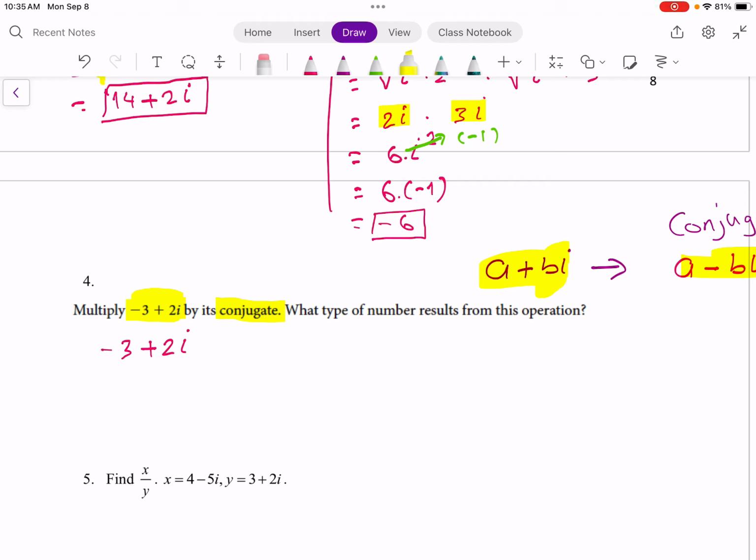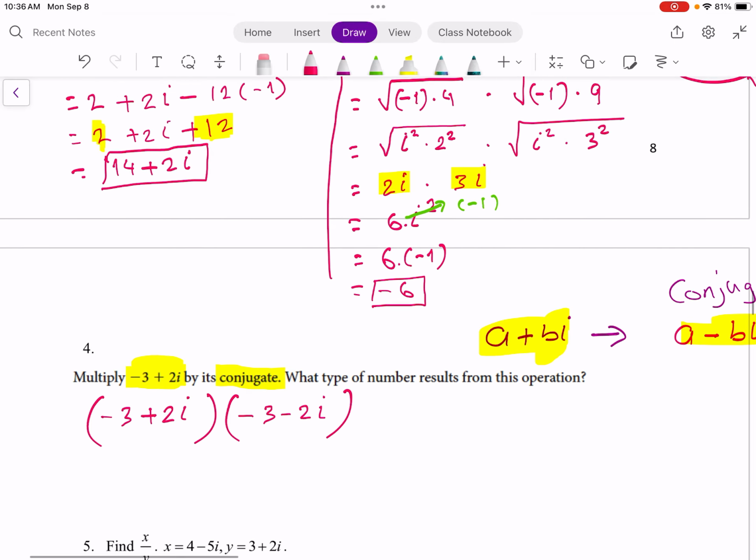Negative 3 minus 2i. So we multiply this complex number with negative 3 minus 2i. This is the conjugate. Now make sure to have parentheses, okay? We have two terms. So you are asked to find the product of negative 3 plus 2i and negative 3 minus 2i. These two numbers are conjugates of each other. Now I want you to multiply these two numbers and give me the final answer.